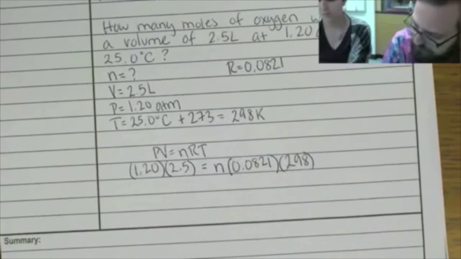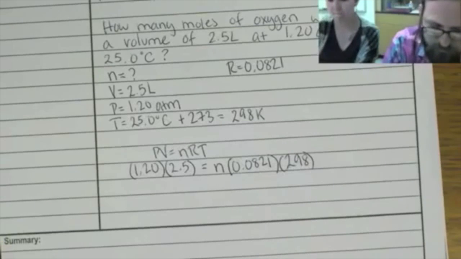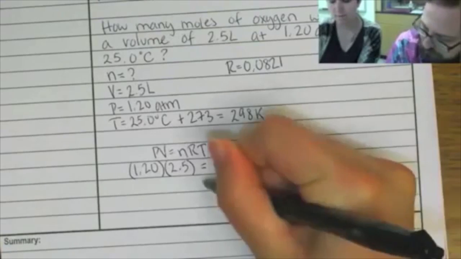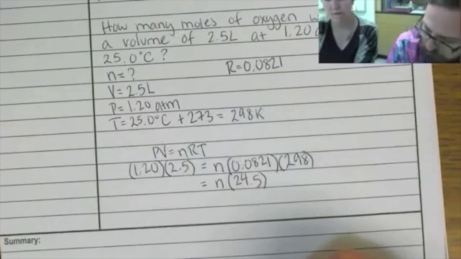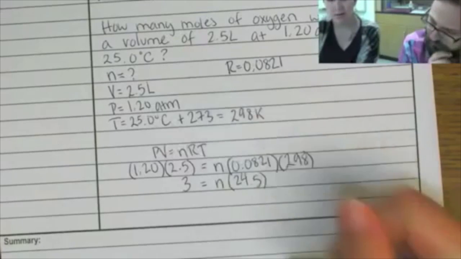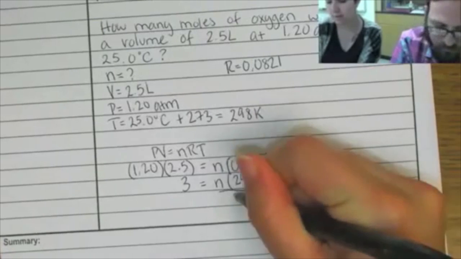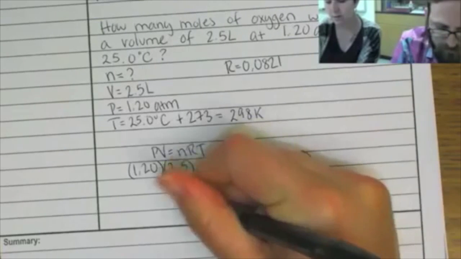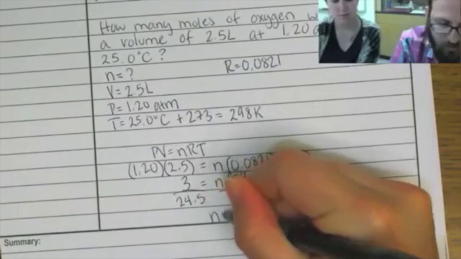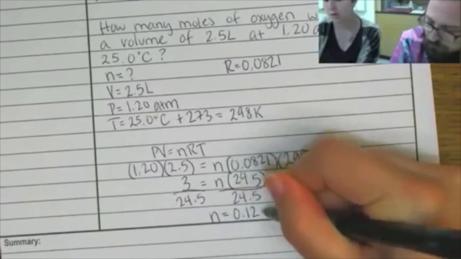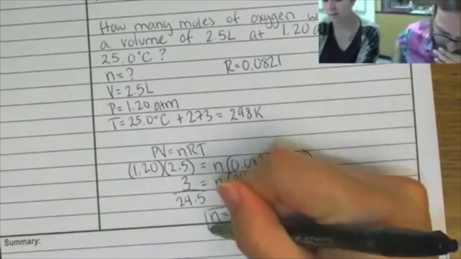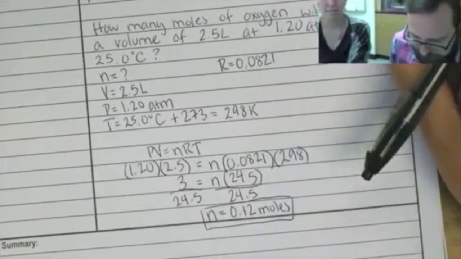0.0821 times 298 is equal to 24.5 if we round it. And then we've got 1.2 times 2.5 is equal to 3. There you go. Then we just divide both sides by 24.5, and that will get us our number of moles, which is approximately 0.12 moles. Excellent. And that's pretty much it.